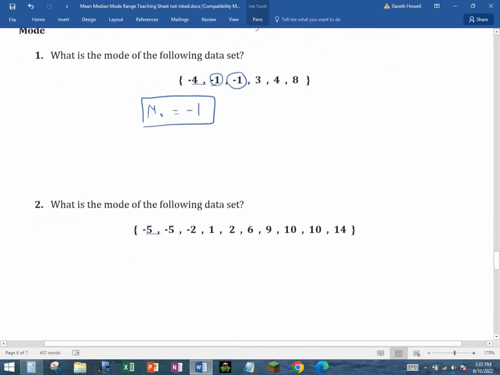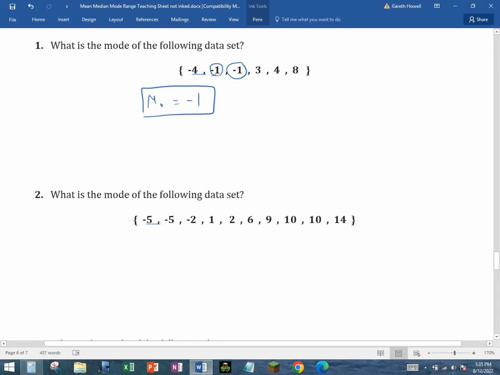Question 2, let's see if there are numbers that appear the most in this one. So I have a negative 5 and a negative 5. Don't have another negative 2, don't have another 1, or a 2, 6, 9. But look, I have a 10 and a 10, and no other 14. So, in this case, I have 2 modes, and I write with brackets like this. I have negative 5 and 10.